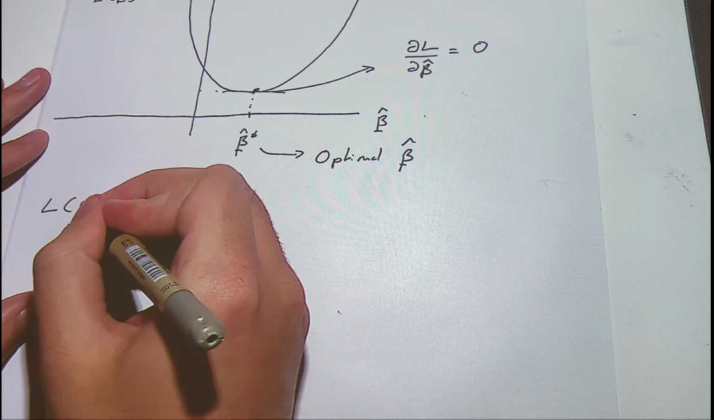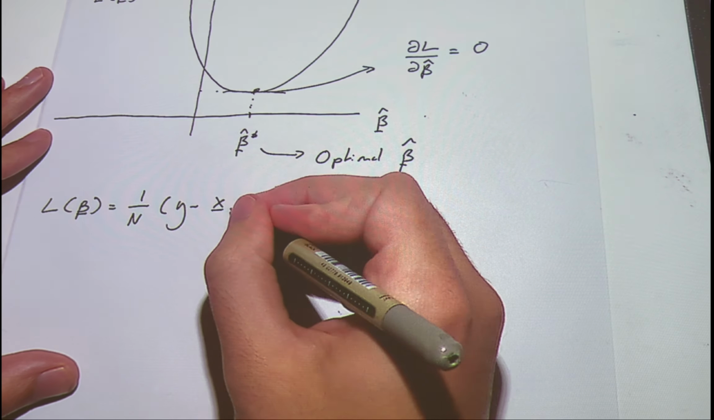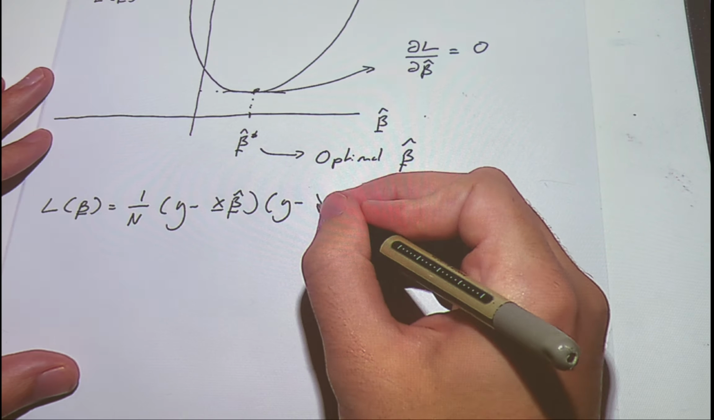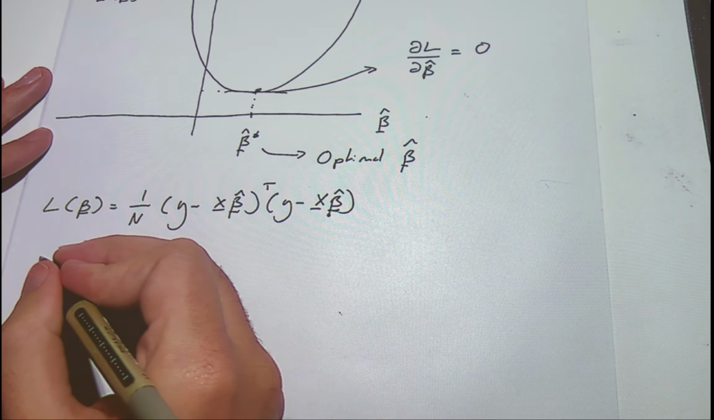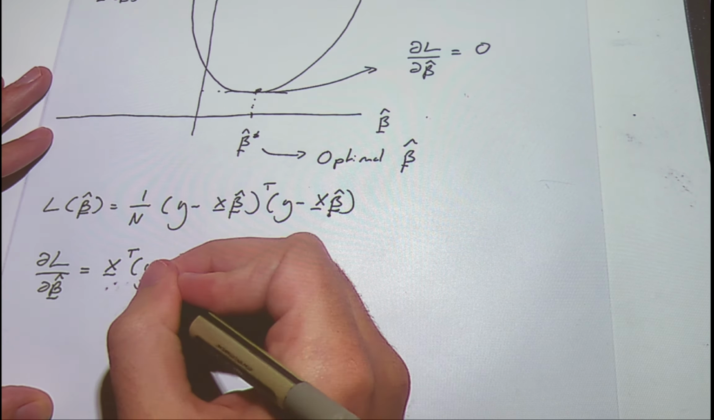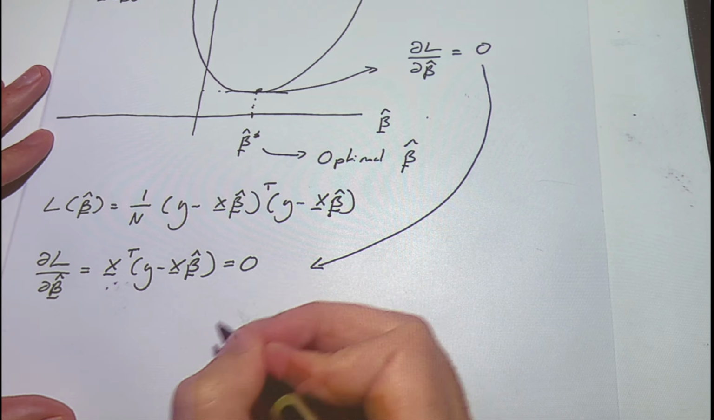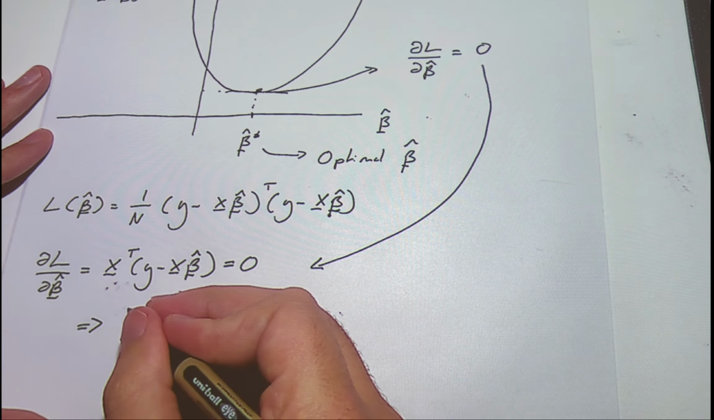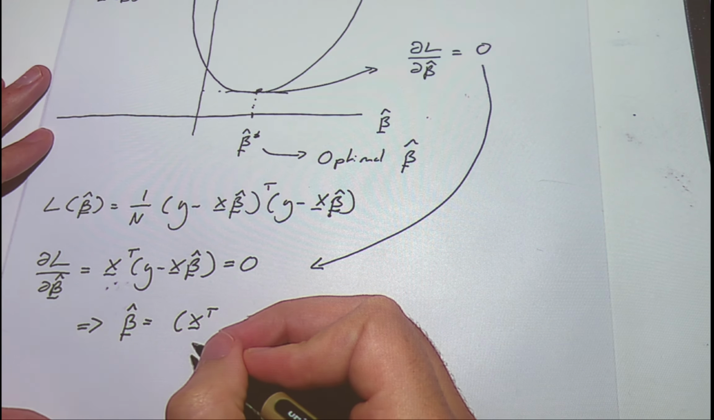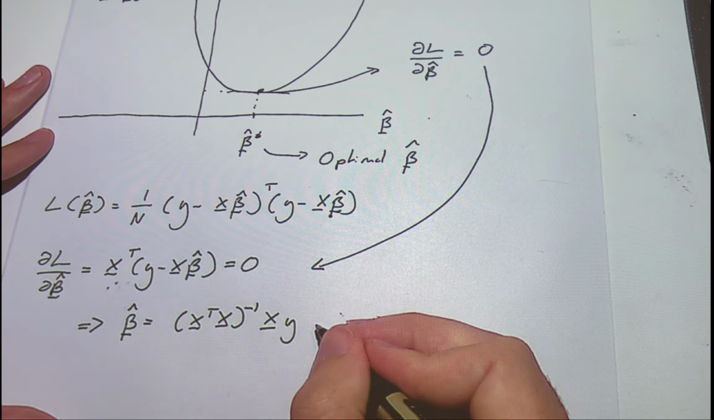And this is just a way of writing our loss function using matrix form. This is exactly what you saw earlier with the sum notation. And the derivative of this function with respect to beta is going to be this expression over here. And we can equate this to 0 to find the minimum of our function. And if we find beta in this way, we obtain this expression. This is going to be our optimal beta.